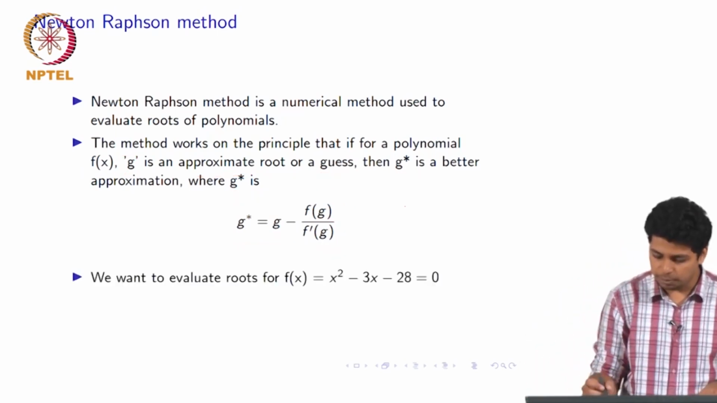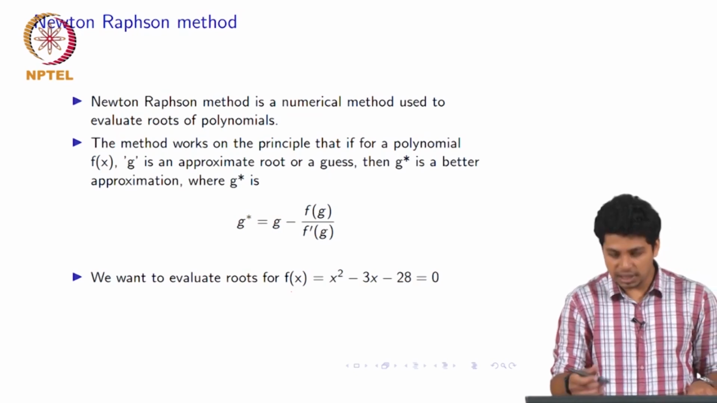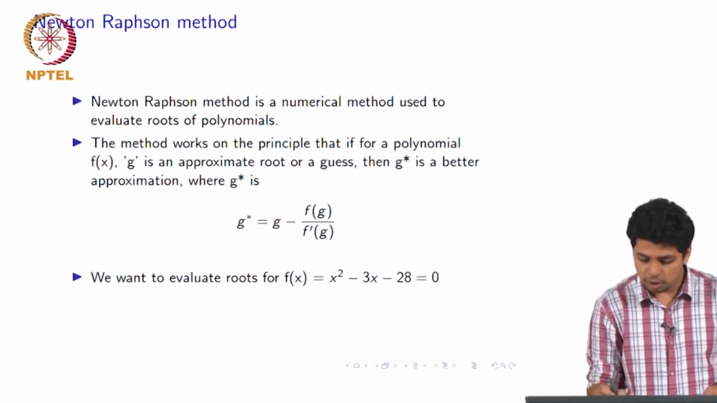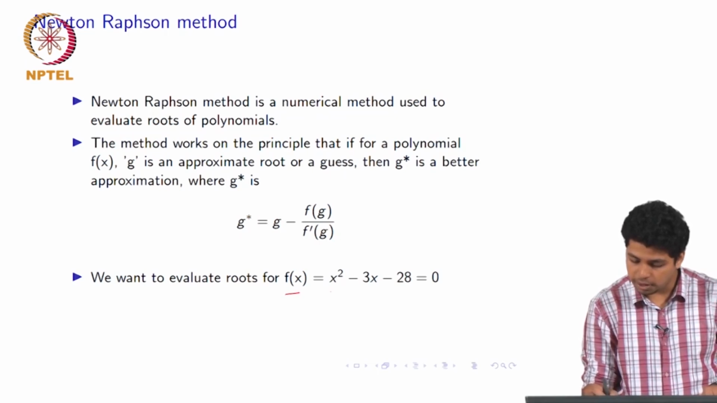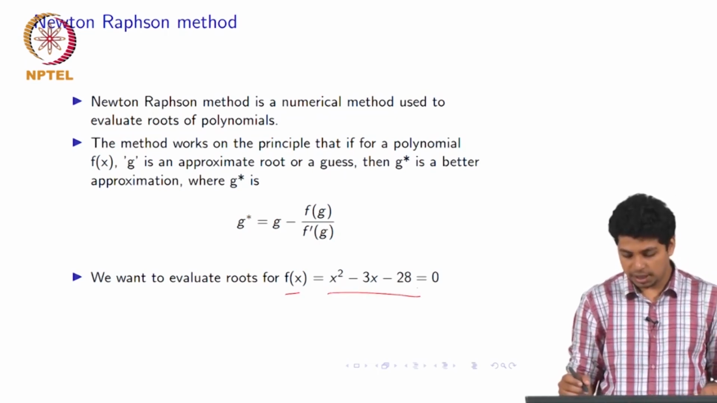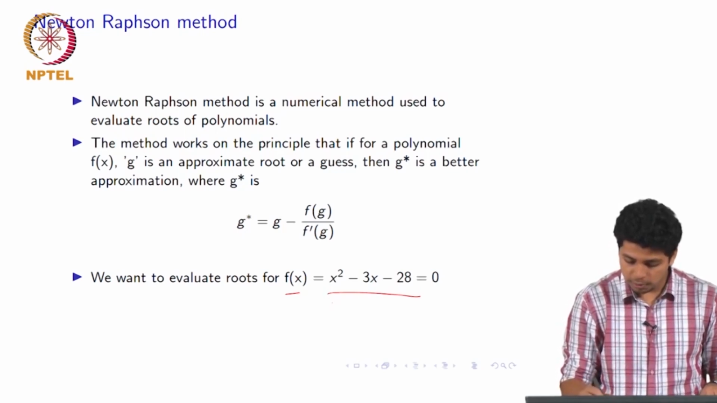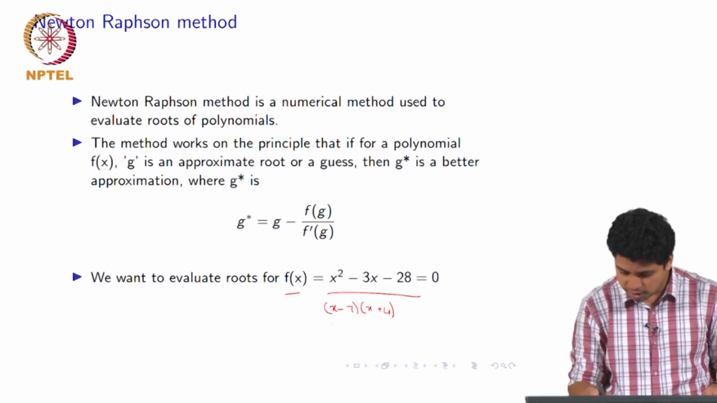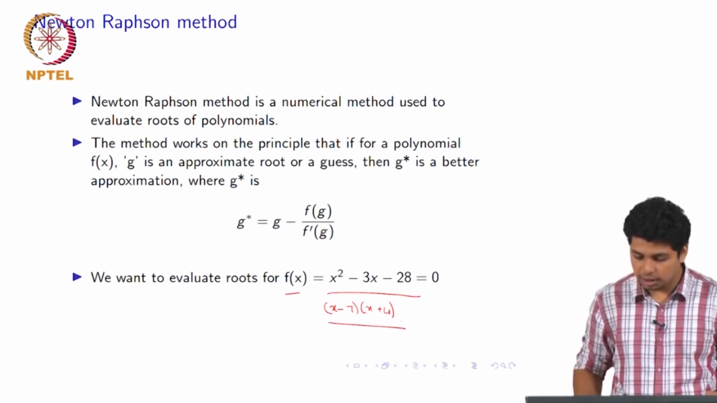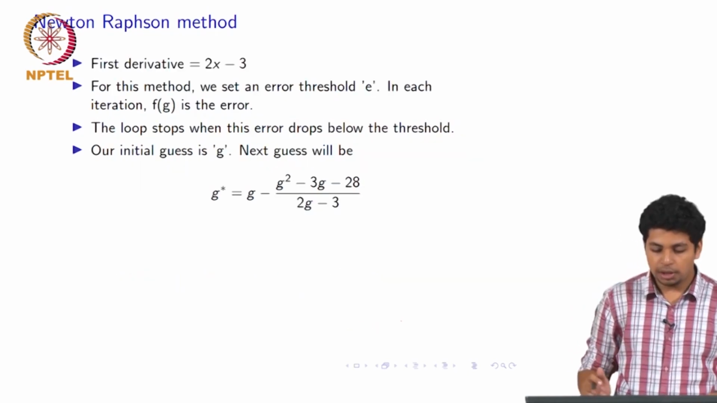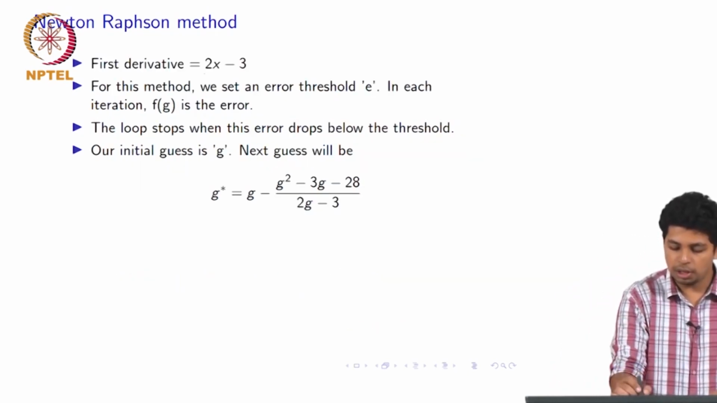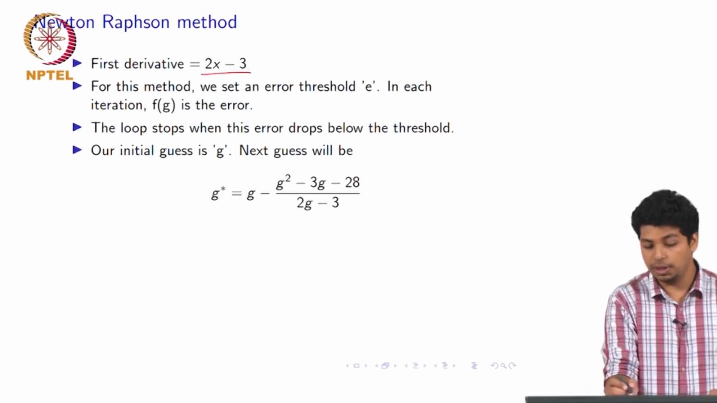Now we will take an example, and we will use a simpler example just because we want to understand the Newton-Raphson method. So say we want to evaluate the roots of f of x equal to x square minus 3x minus 28. Now here, just for our own sake, we know that we can factor this: it is x minus 7 into x plus 4. This is the solution that we already know. So we will keep this just for our sake, and we will see how the Newton-Raphson method is evaluating the answers. Now according to the Newton-Raphson method, we first want to calculate the first derivative. So 2x minus 3 will be the first derivative.